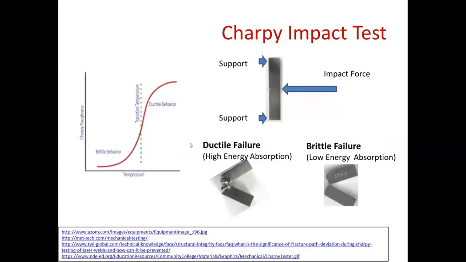Now, the absorption of energy during plastic deformation that's associated with ductile failure is going to result in a high measured impact toughness. So we'd be up here in the top right part of the toughness versus temperature curve. At a low temperature, the sample may be brittle with low energy absorption, and we'd be down here in the brittle temperature range on this chart. So the transition temperature is going to be somewhere between the temperature at which it's ductile and the temperature at which it's brittle.